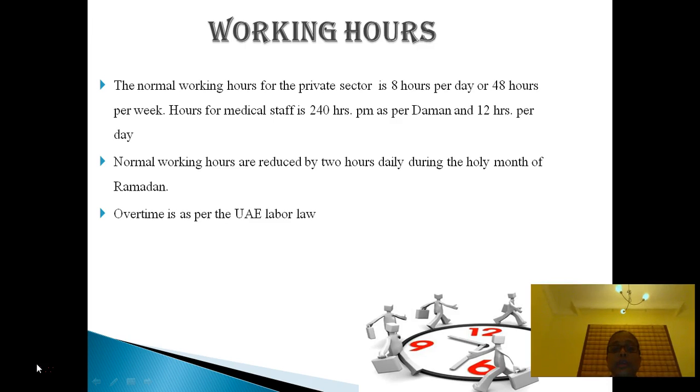Working hours. The normal working hours for private sector is 8 hours a day and 48 hours a week. Hours for medical staff is 240 hours per month as per demand and 12 hours per day. The normal working hours are reduced by 2 hours daily during the holy month of Ramadan. Overtime is as per the UAE labor law.